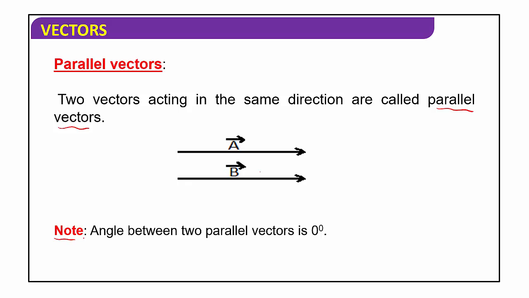Note, angle between two parallel vectors is how much? 0. Because you can observe these two vectors are parallel to each other. So the angle between these two parallel vectors is how much? 0. You may get a 1 mark question or a multiple choice question in any competitive examination like, what is the angle between two parallel vectors? The answer is 0. Because these two vectors are traveling in the same direction.